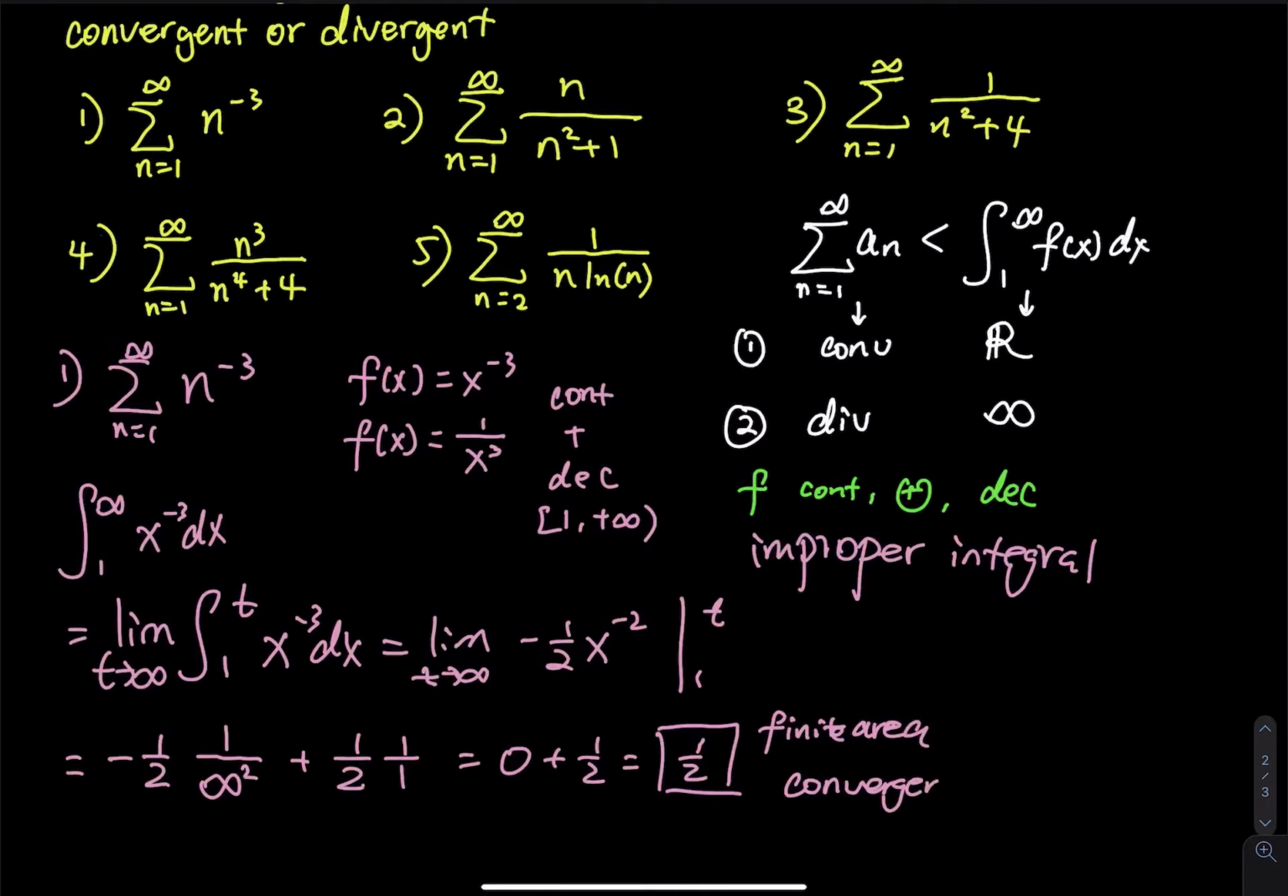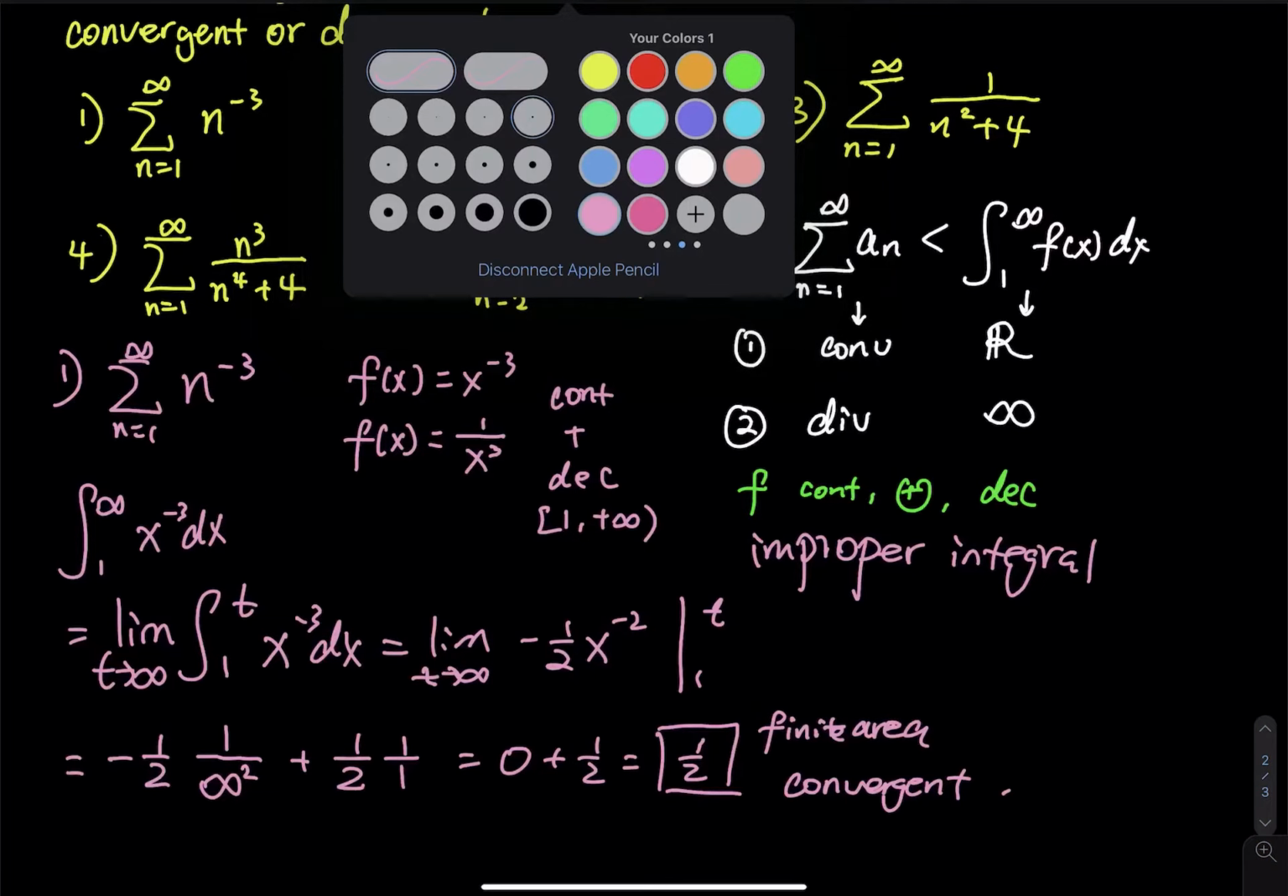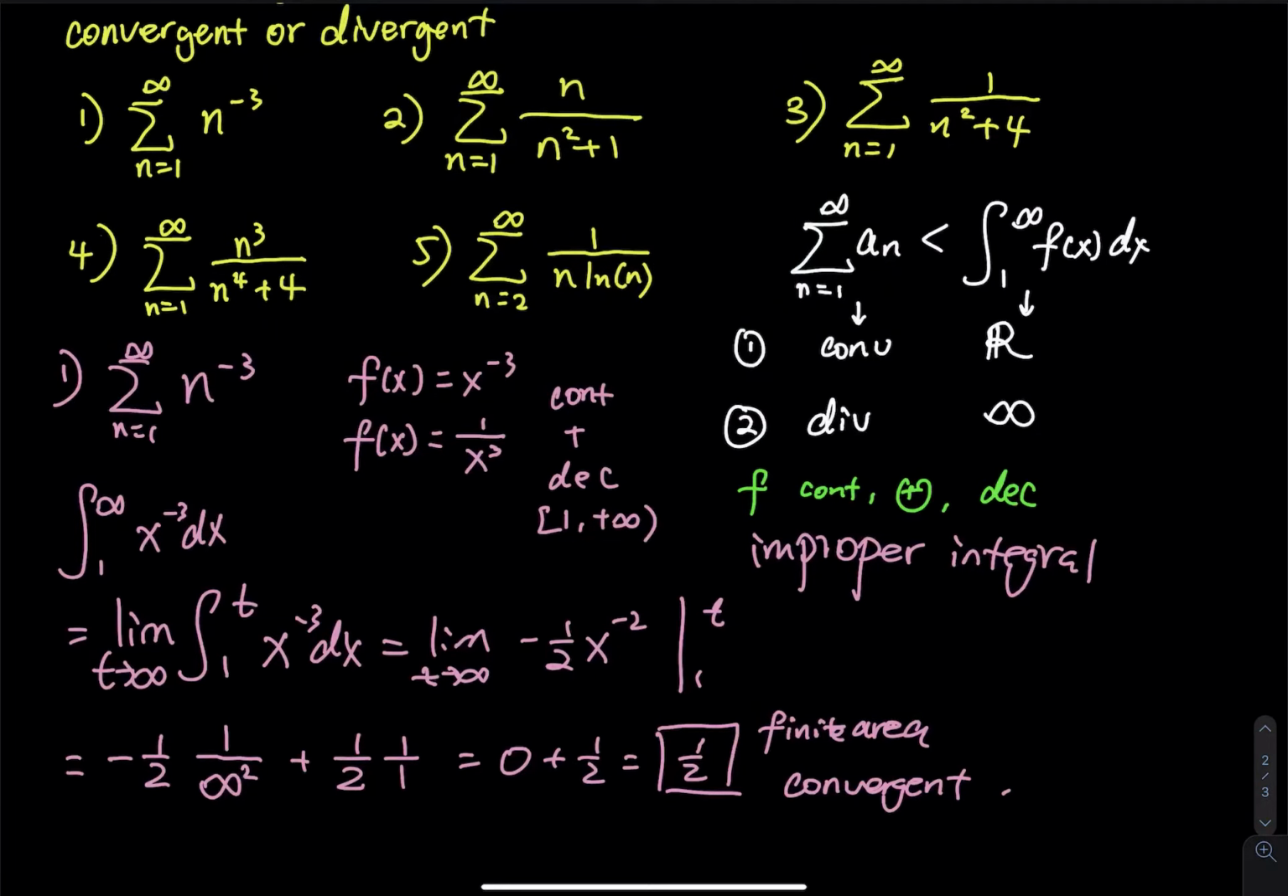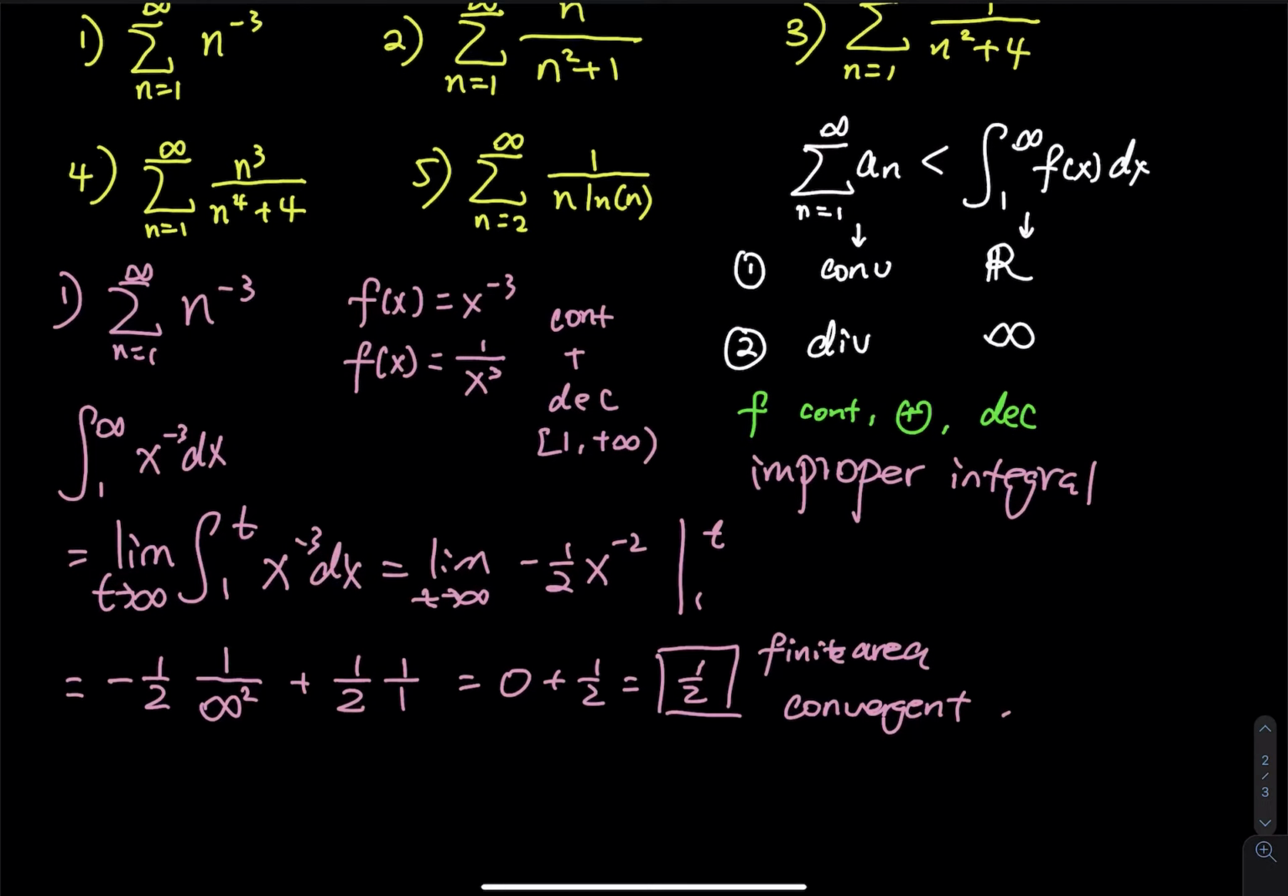That's how you perform the integral test. Okay, so next problem, we switch color for that. As we move down, you won't see the problem anymore, so now is a good time to take a screenshot so you can capture all 5 problems. So number 2, we have a series, n goes from 1 to infinity, of n divided by n squared plus 1. So I'm going to move up.